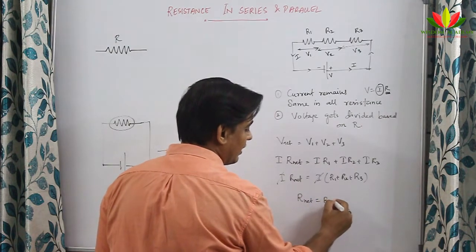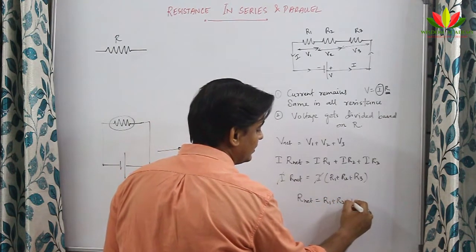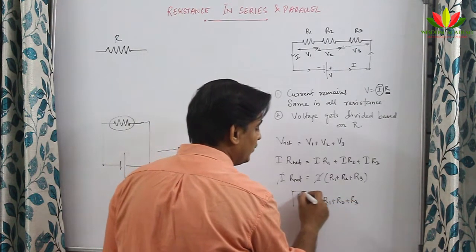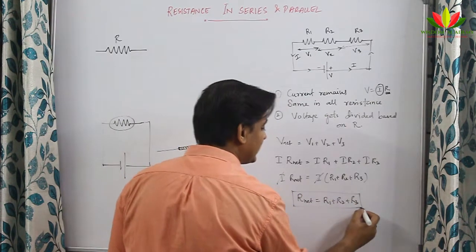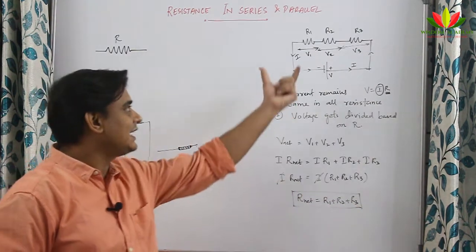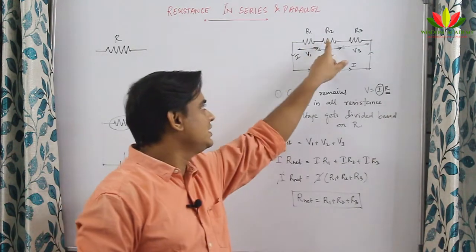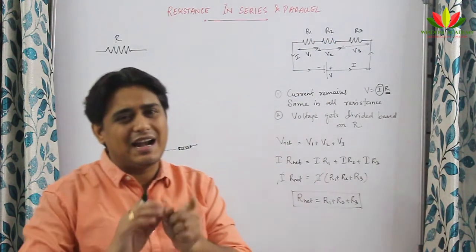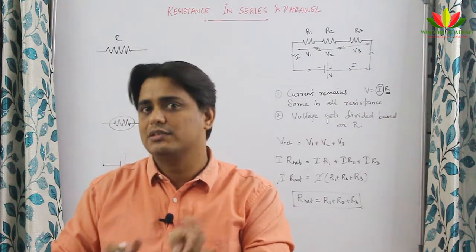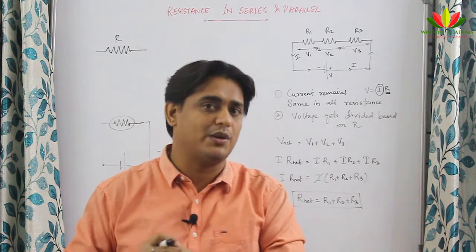that is equal to R1 plus R2 plus R3, which proves that if you have resistances in series, just add the values, you will get the net resistance. Suppose it is 2 ohm, 3 ohm and 4 ohm, then you add everything. So the total resistance will be 9 ohm, equivalent resistance.